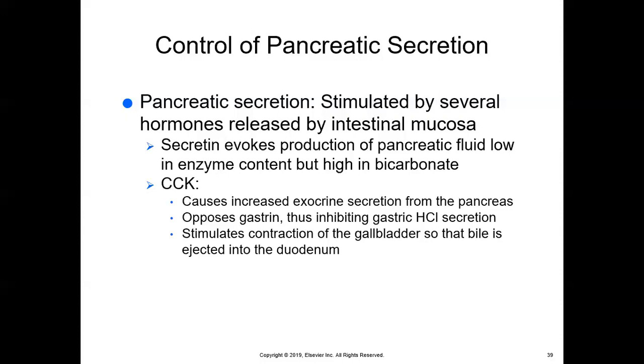So it opposes gastrin, inhibits gastric hydrochloric acid secretion, and it stimulates contraction of the gallbladder. So that bile is ejected into the duodenum. So CCK causes the stored and concentrated bile to be secreted into the duodenum, so that if there was food in there that was fat, large fat particles, that can be broken down as well.